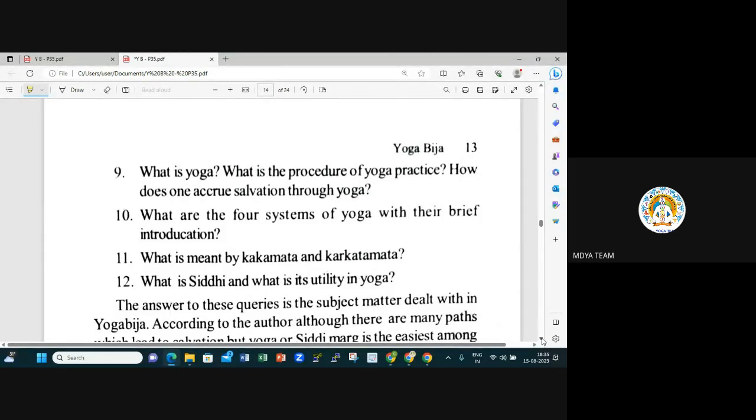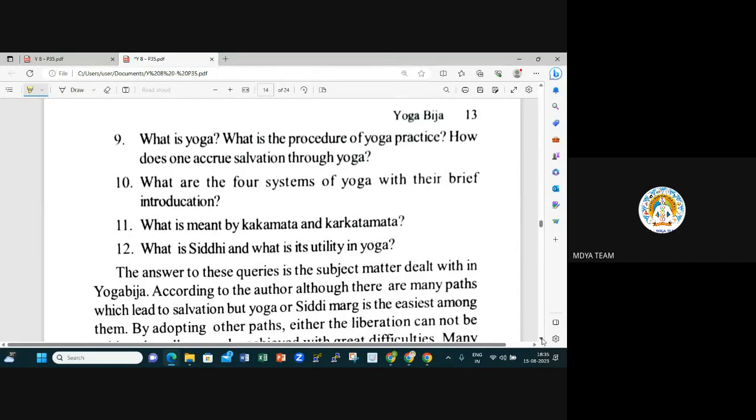Next, the 10th question. What are the 4 systems of yoga with their brief introduction? Then Lord Siva will tell about the 4 systems of yoga. 4 systems means 4 types of yoga are there. Now we will discuss, wait for some seconds, with their brief introduction.